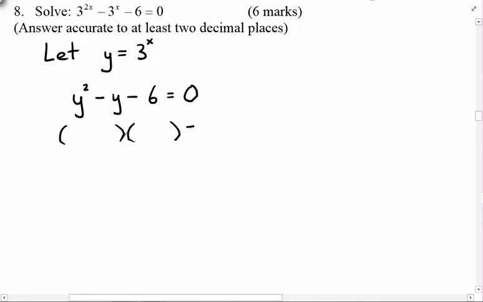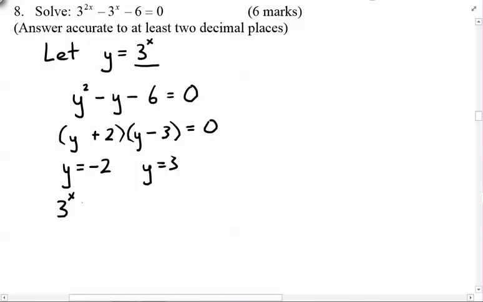Looking for two numbers that multiply to negative 6 and add to negative 1, we get y plus 2 and y minus 3. So we have two solutions. Either y is negative 2 or y is 3. So now we can put back 3 to the power of x instead of y, because they're equivalent. So we know that 3 to the power of x is negative 2, or 3 to the power of x is 3.